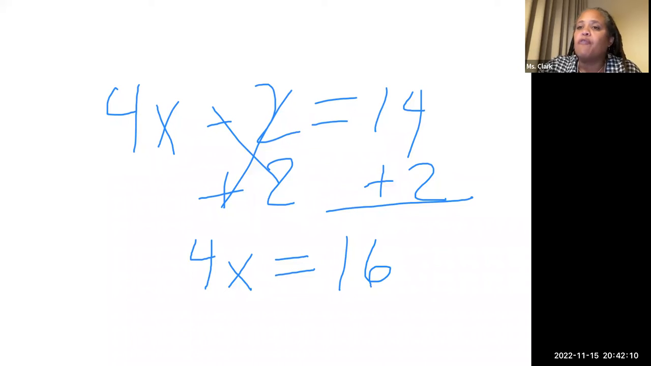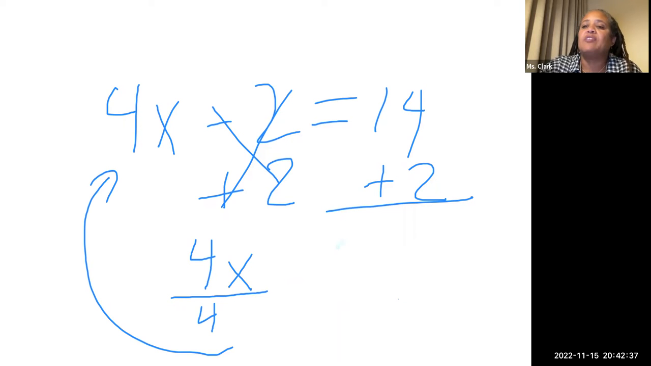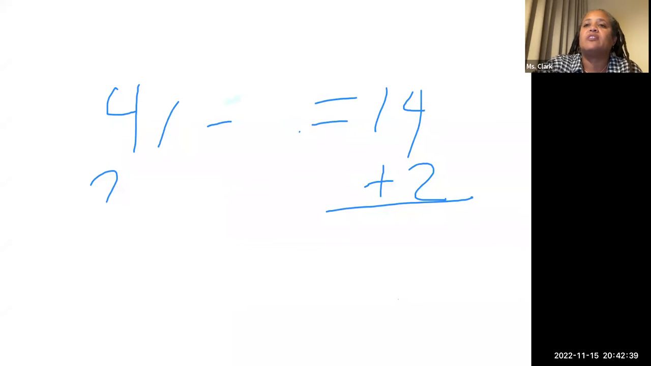You can just think 4 times what equals 16. That's pretty straightforward. But if you don't know and you're going to use a calculator, you do the opposite of times, which is division. You have x equals 16 divided by 4 is 4. We can go back up here and check it. 4 times 4 is 16. 16 take away 2 is indeed 14. So we know that the answer is right. Let's do something that has division in it instead of multiplication.